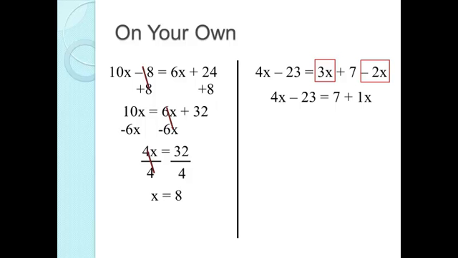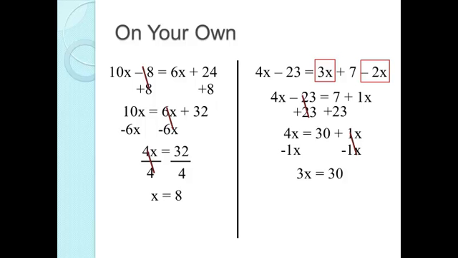To move negative 23, we can add positive 23 to both sides of the equation. Negative 23 and positive 23 will cancel, and 7 plus 23 gives us 30. Our rewritten equation is now 4x equals 30 plus 1x. Next, we can move 1x by adding a negative 1x to both sides. 1x and negative 1x will cancel, and 4 plus negative 1x gives us 3x.